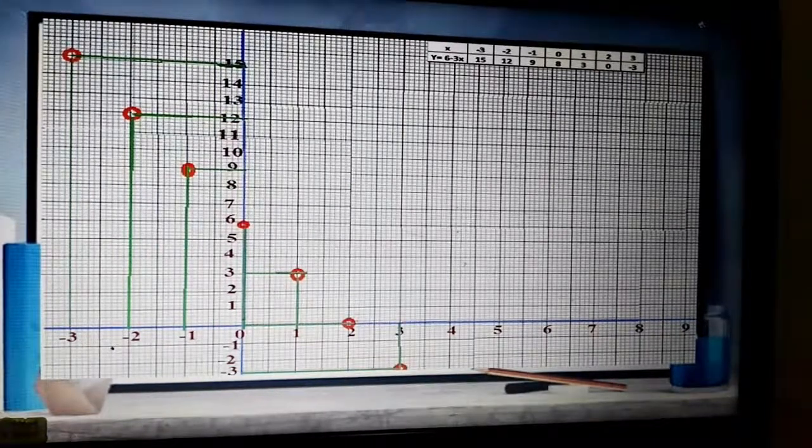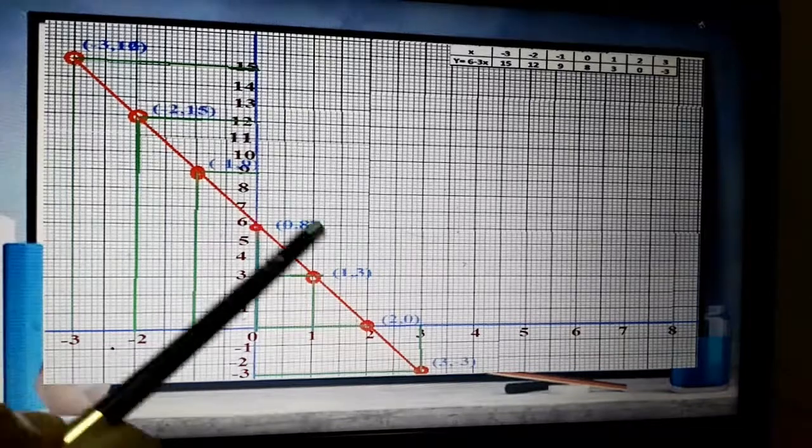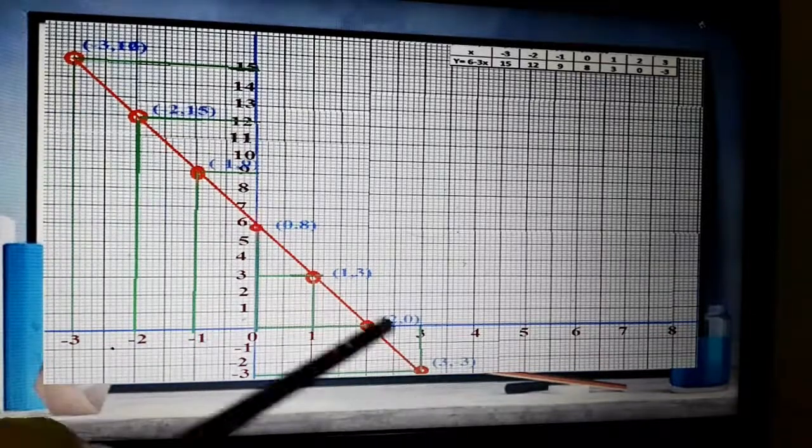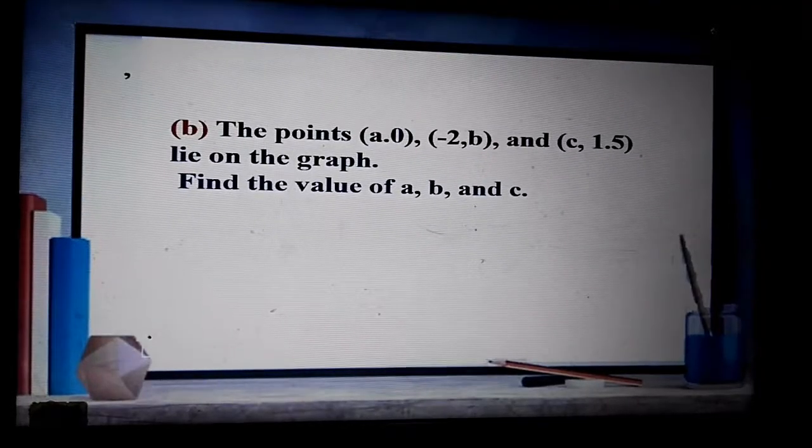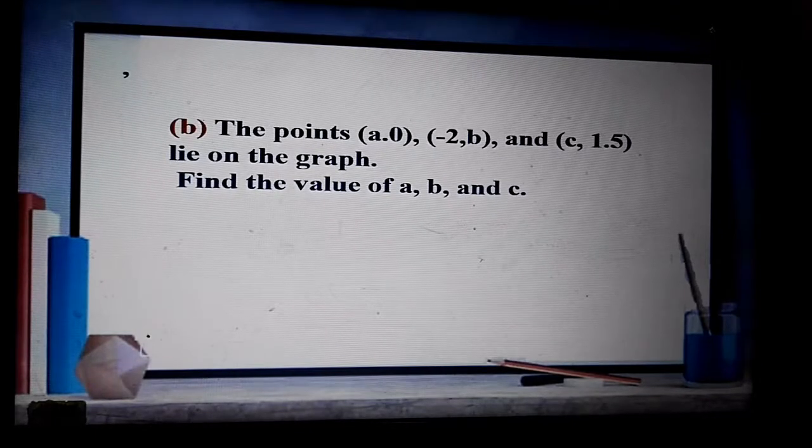So by joining all these points, we get a straight line. Now I hope that you have learned how to draw the graph, which is basically the purpose of this video. Let's move towards the second portion of the question.